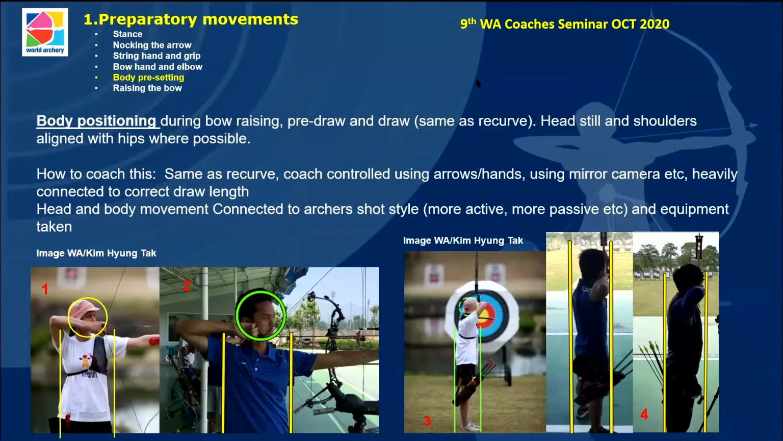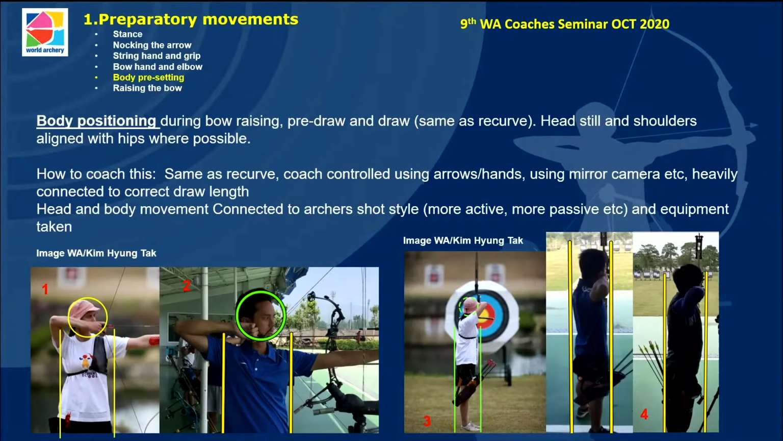So moving on with some of the preparatory movements, obviously we've talked about the string hand holding your release. We've also talked about the bow hand. I do want to touch on the body pre-setting. You'll notice, again, I'm using some images here from the World Archery Coaches Courses Level 1 and Level 2. But for me, these preparatory movements and placement of your body are actually very, very similar. I will teach that, especially at more of the beginner level.